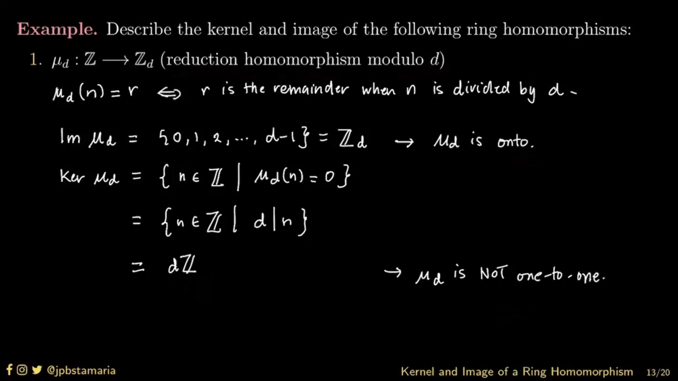Hindi naman talaga magiging bijective ito kasi tingnan nyo, ito infinite, kasi ito finite. So you don't expect this mapping to be a bijection, no? Kasi walang bijection ang meron from Z to Z sub D. At one point, either hindi yan magiging onto or magiging one-to-one. Right? Ina-expect na natin yun.